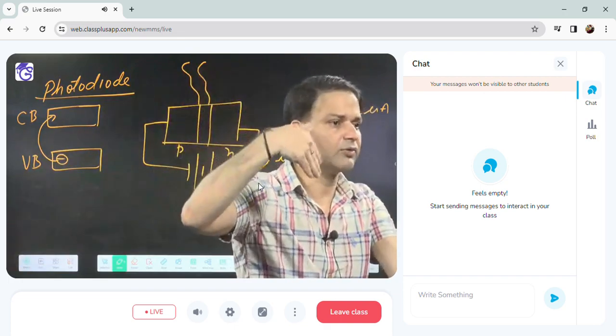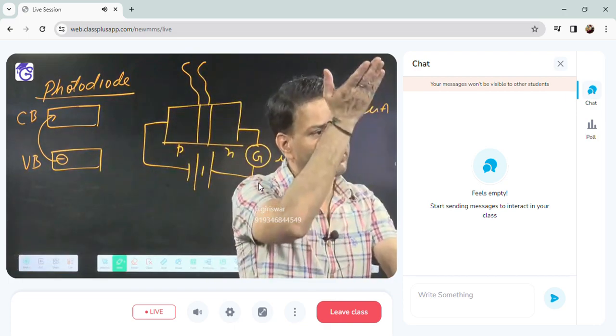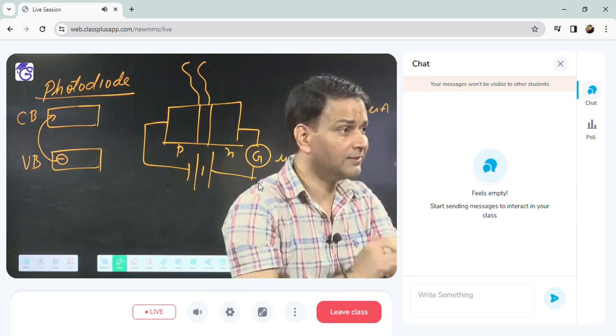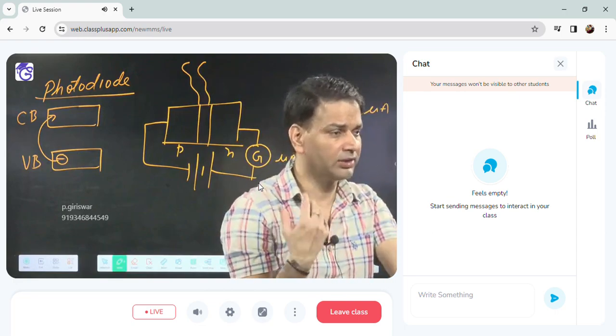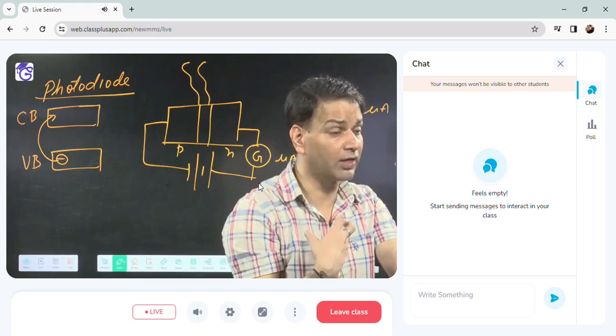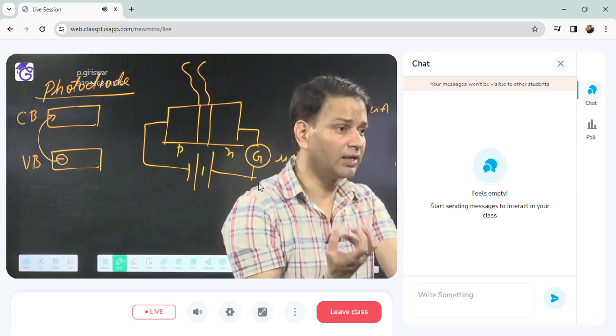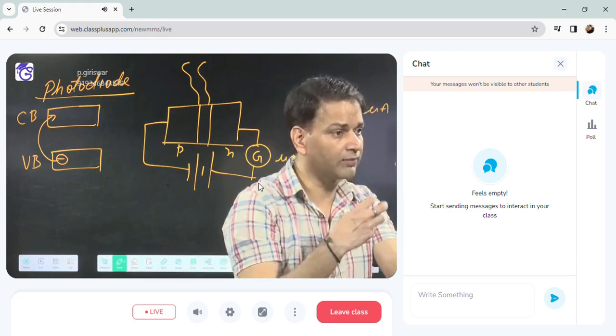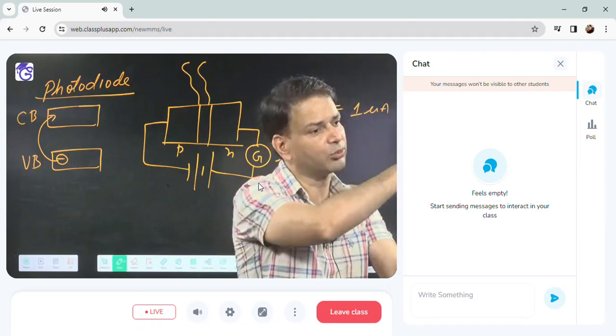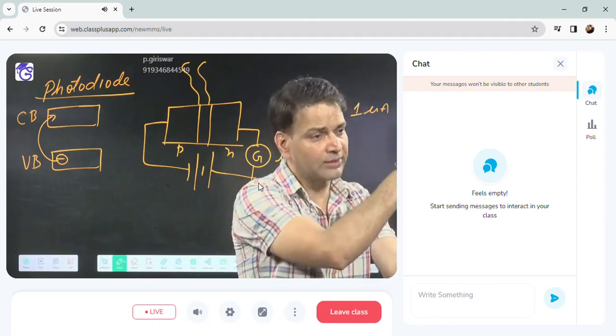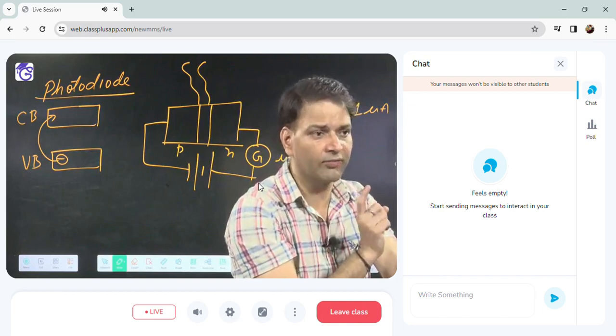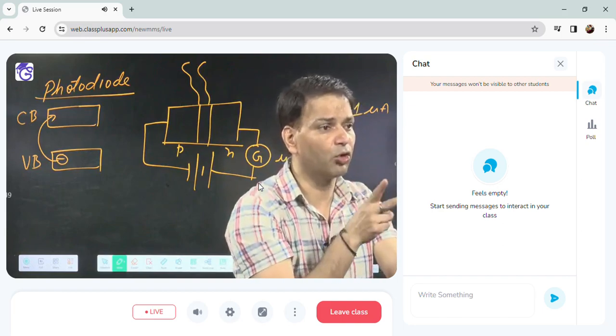When the photon is absorbed, the electron will jump to a higher energy state. The valence electron will absorb the photon. If the energy of the photon is sufficient, then it will jump to the conduction band. When the electron jumps to the conduction band, one hole is created in the valence band. In that way, one electron hole pair is created.